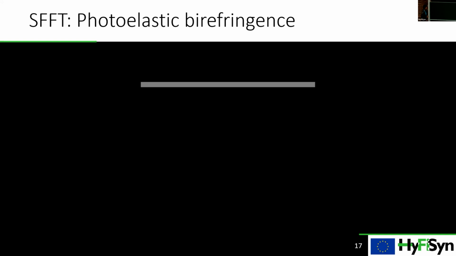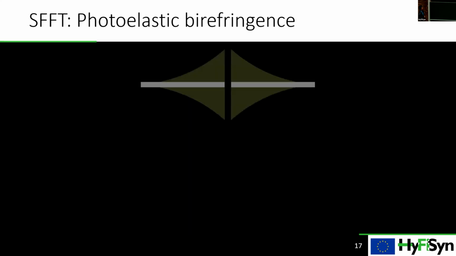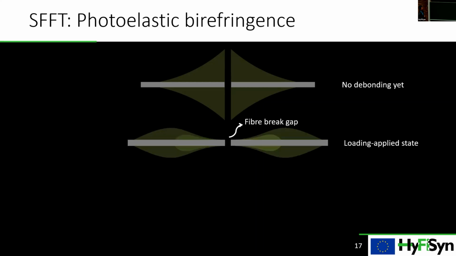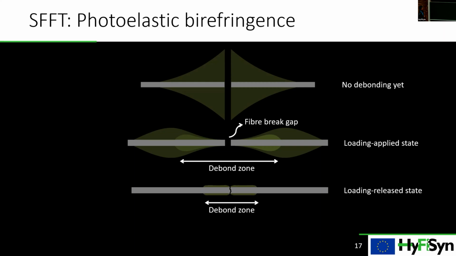So to make it more clear, imagine that we have a fiber, and then the fiber break happens, and there is no debonding yet, but you can see the pattern, how it looks. And then you apply more load, and you end up having a debonding, where you can clearly see 2 different zones. But if you remove the loading, you will end up with just 1 zone. So there are different approaches to consider which one is the debond length in the literature also.